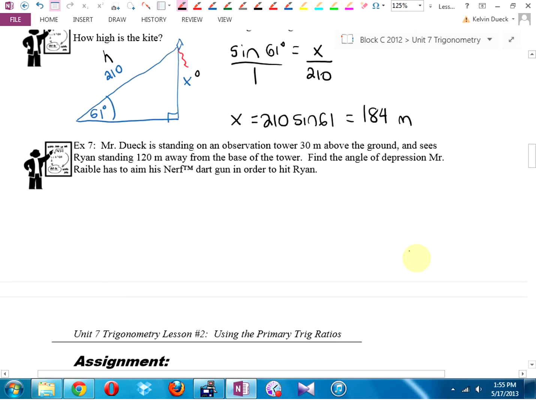Mr. Dueck is standing on an observation tower 30 meters above the ground. And he sees, what's that? Okay, good point.